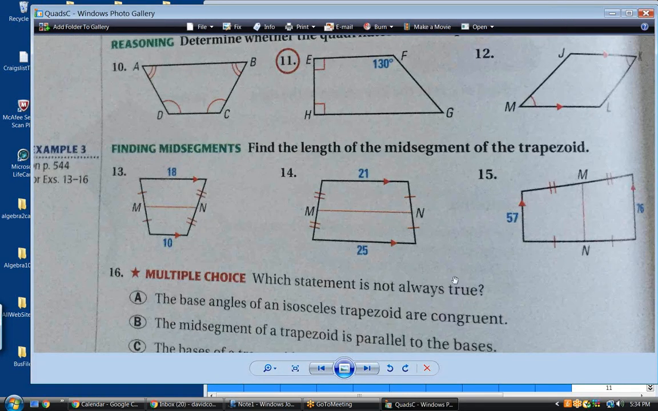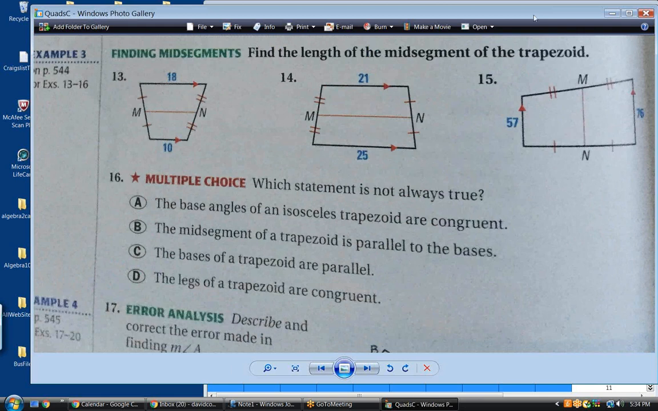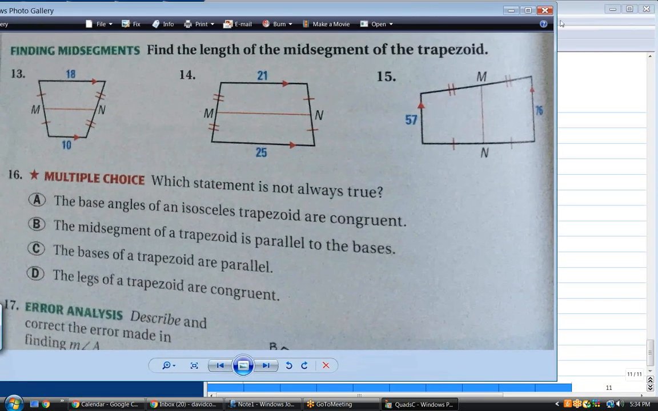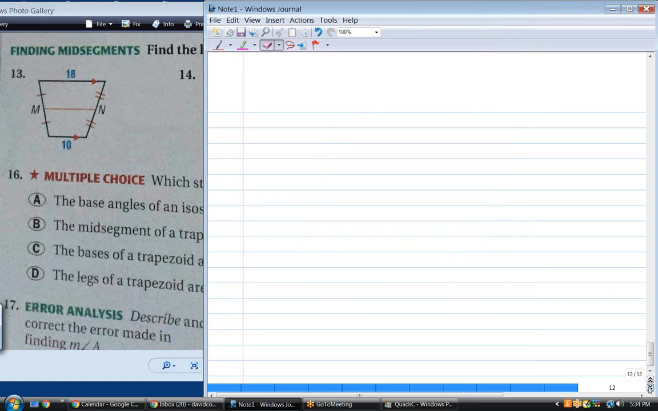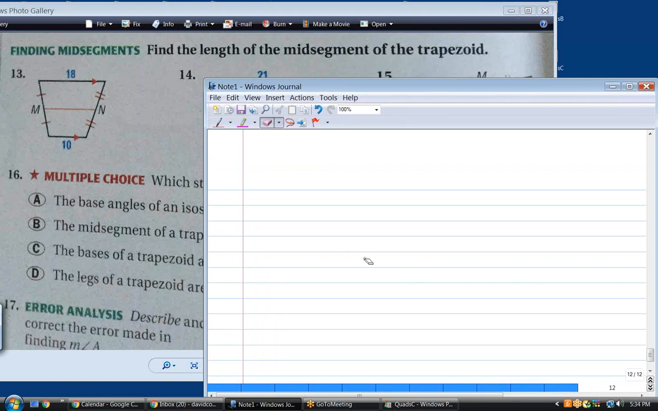And that's actually a subtle difference. Very subtle when I think about it. Logically, you would think that it would be the other way around. You would think that a trapezoid actually would also be a parallelogram. Yeah, you would think so, but it's not. Okay. Find the length of the midsegment of the trapezoid.